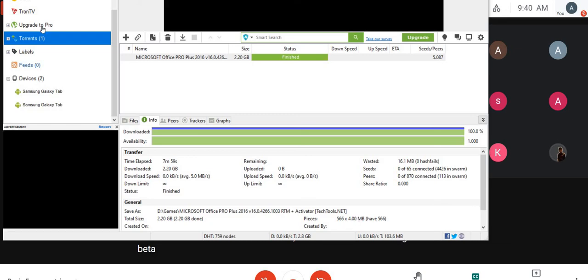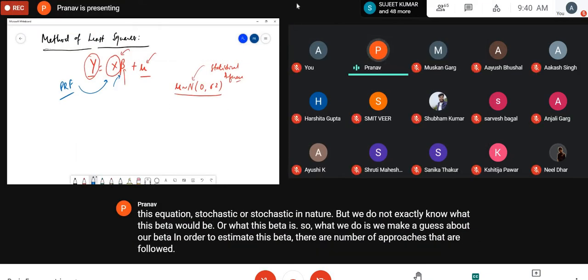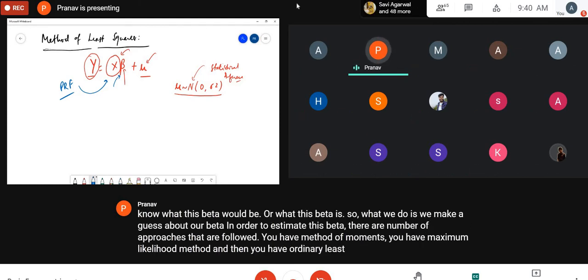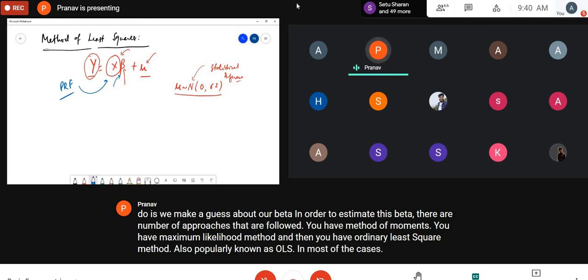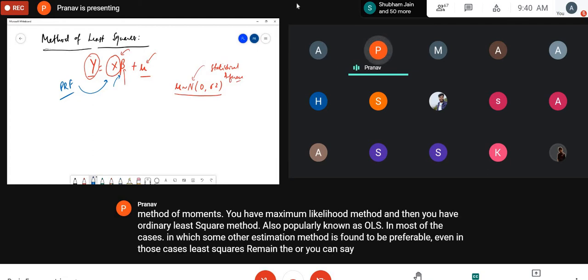And in order to estimate this beta, there are a number of approaches that are followed. You have the method of moments, you have the maximum likelihood method, and then you have the ordinary least squares method, also popularly known as OLS. In most of the cases in which some other estimation method is found to be preferable, even in those cases, least squares remains one of the most important methods.